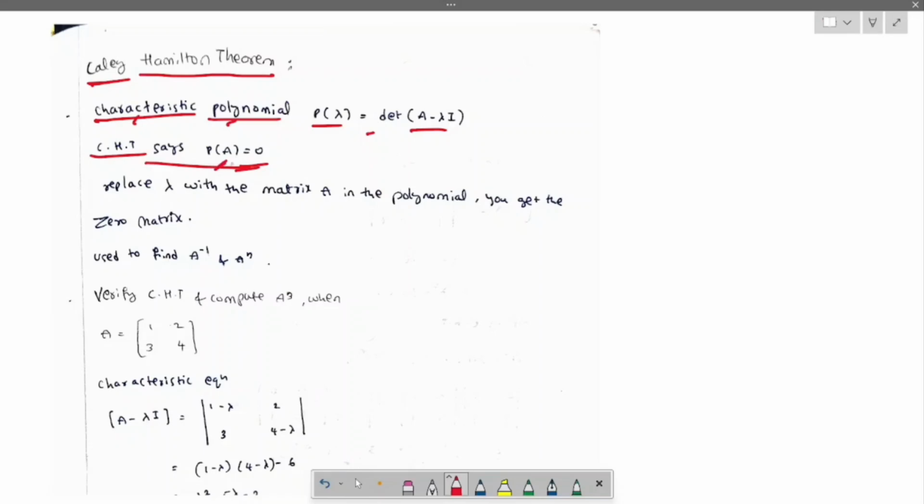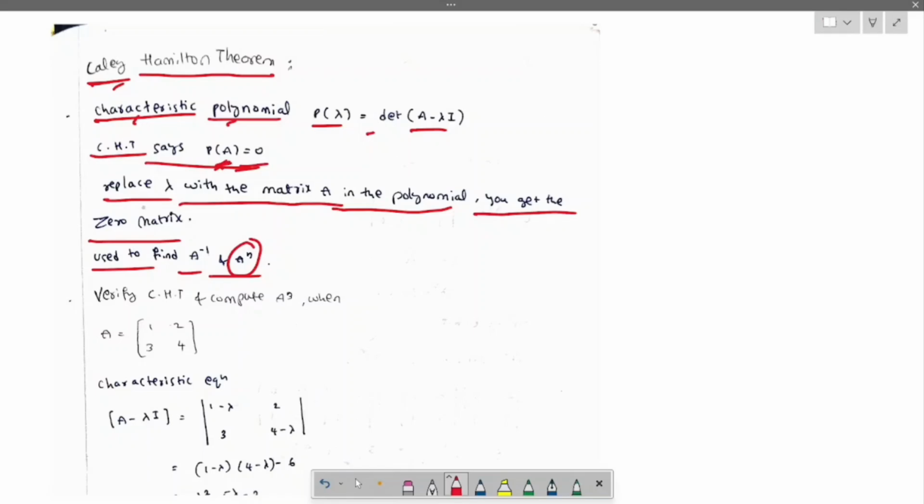What is this p of A? How we need to do it, we are going to see in the problem. Replace lambda with the matrix A in the polynomial, and you get the zero matrix. Now, what is the purpose of the CHT? With this we can find A inverse easily and A power n. Remember, the matrix power n. We can find the matrix power n with the help of the Cayley Hamilton theorem, when this polynomial is satisfied.